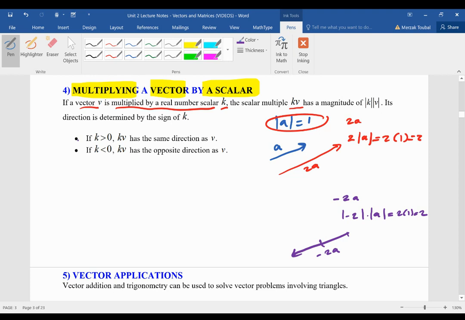Let me read these two bullet points. If k is positive, it means if the scalar that we multiply the vector v by is positive, then the resultant vector would have the same direction as v. If the scalar is negative, then k times v has the opposite direction as v, as I showed you here with the vector A.